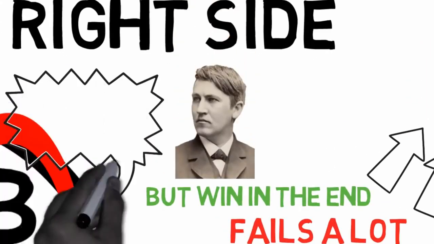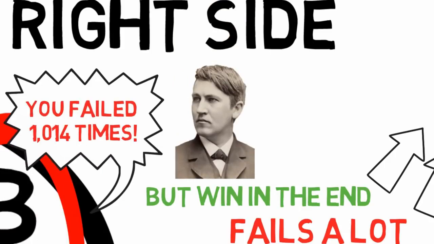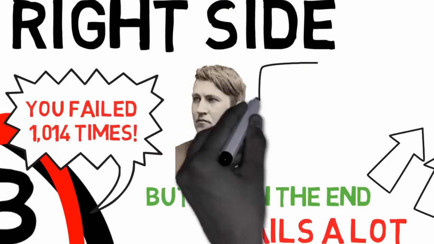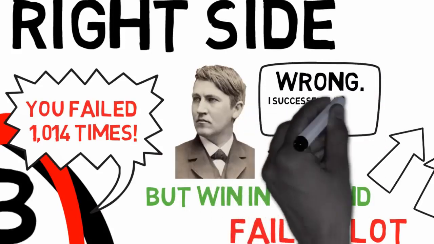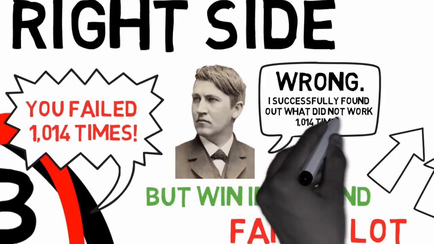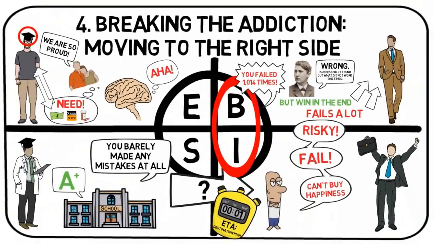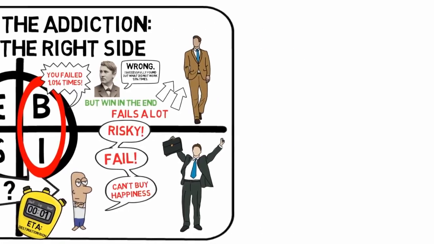Thomas Edison was criticized for making 1014 mistakes before creating the electric light bulb. In response, he said, "I did not fail 1014 times. I successfully found out what did not work 1014 times." The transition won't be easy, but a great start is to surround yourself with people who have made the journey before and learn from those that are already successful in the B and I quadrants.